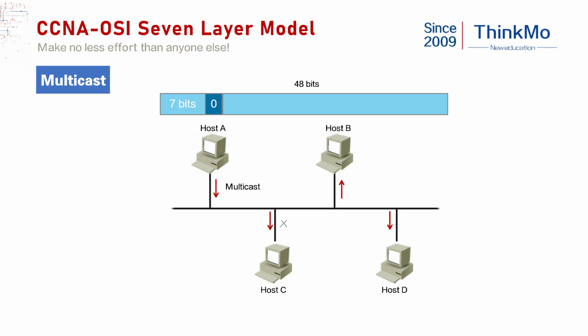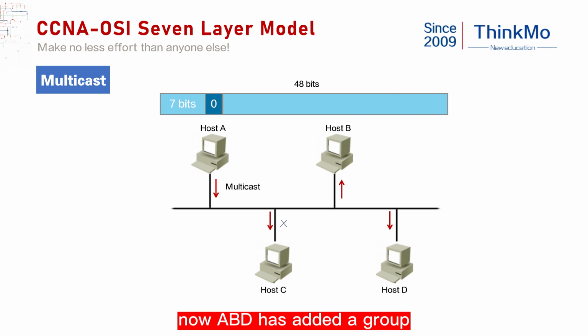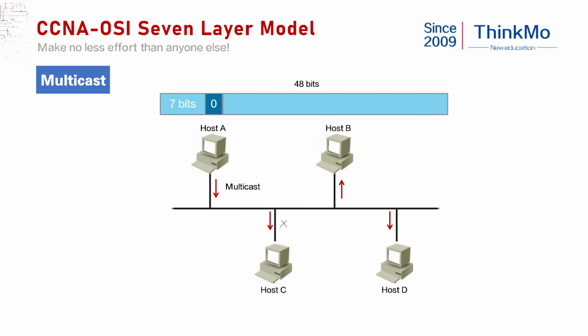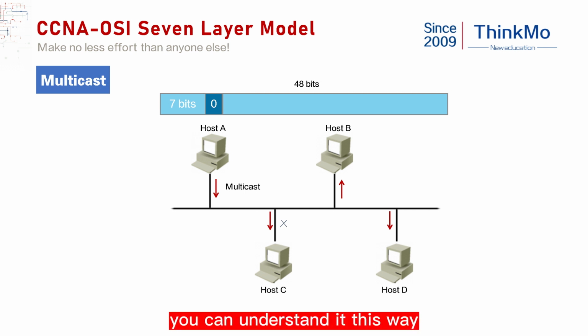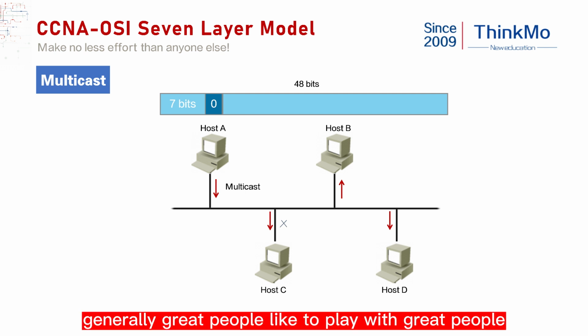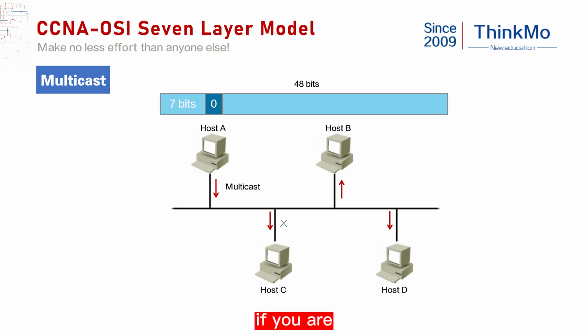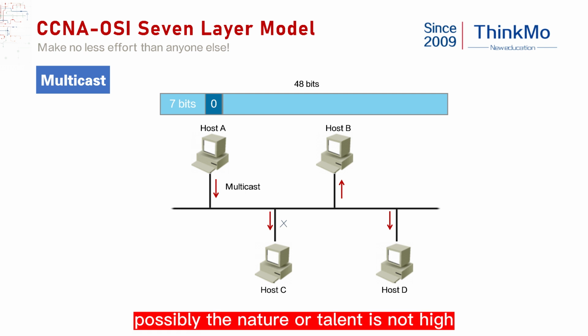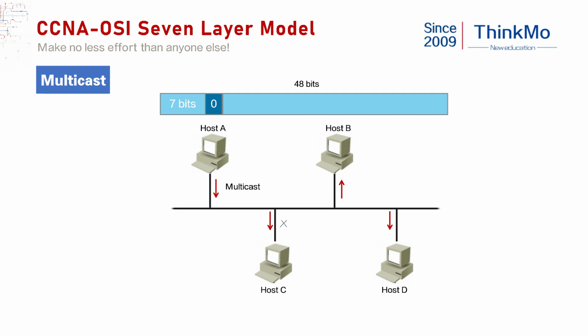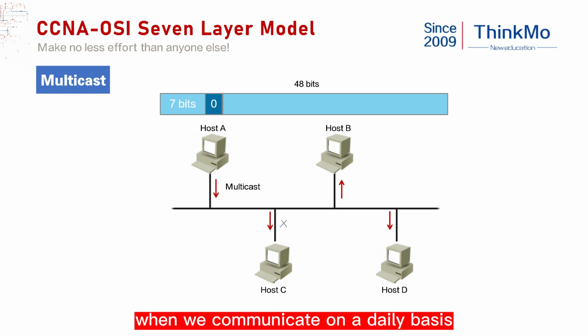For example, now A, B, and D have added a group, like they run OSPF. It is equivalent to the three of them writing a question, but this host C will not write. You can understand it this way. Generally great people like to play with great people. If you are not, possibly your nature or talent is not high, you can't participate in discussions in our group. That's what it means.